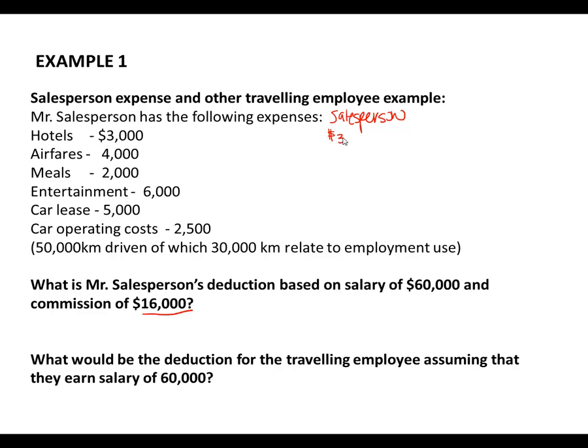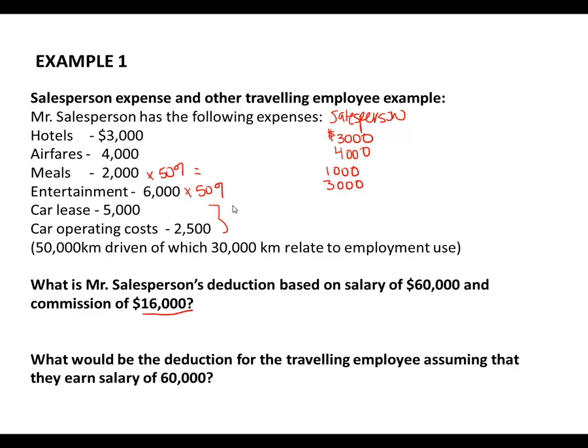So our first expense is hotels, which is fully deductible. Airfare, also fully deductible, of $4,000. Meals, the rule with meals is always 50%, so $1,000. And entertainment is also 50%. Now, as long as you have commission income, you can deduct entertainment.